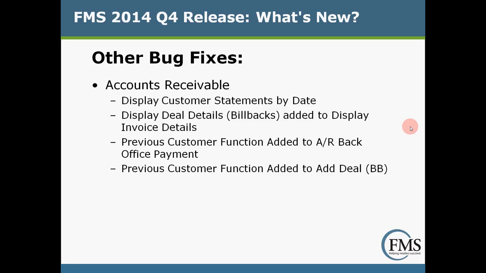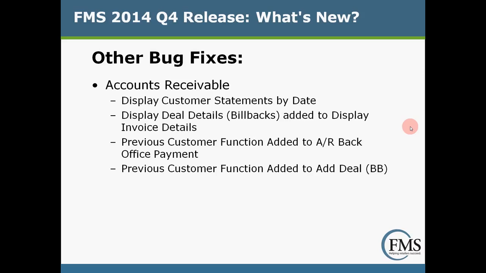Under accounts receivable, quite a few things have been added. Under the display customer statements by date screen, basically, if users filtered that statement list by prompting for customer, the reprint option wasn't actually generating the spool file. That's been fixed. Also, the delete option didn't display the delete AR customer statement screen. Those both have been fixed there as well. On billbacks under display deal details, it's a tongue twister.